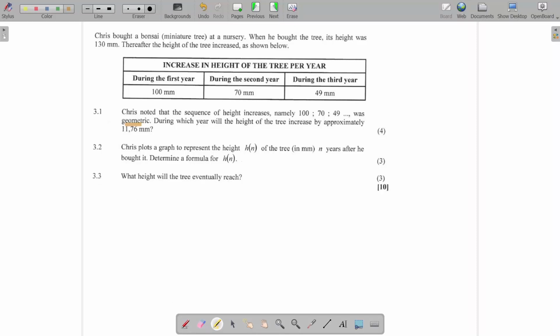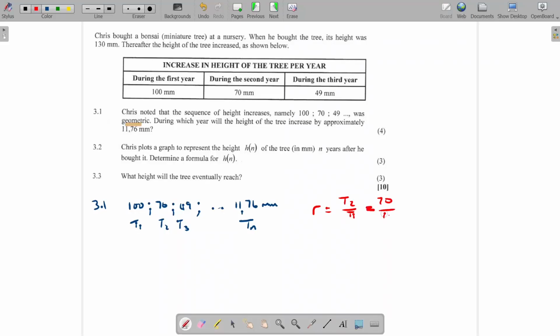During which year would the height increase by approximately 11.76? So what we are being asked to do is realize that therefore 100, 70, 49, and eventually at some stage, 11.76 millimeters will be part of this pattern. We've got term 1, term 2, term 3, and we've been asked to find which term that one is. Again, we know that r equals term 2 divided by term 1. In this case that would be 70 divided by 100, which is 0.7.